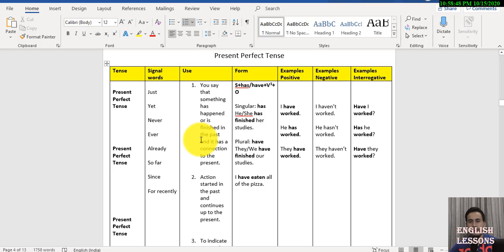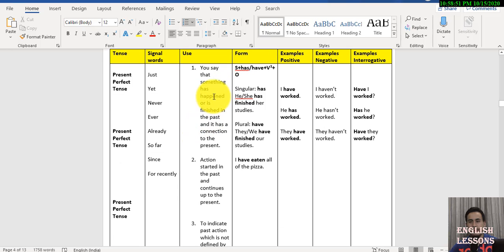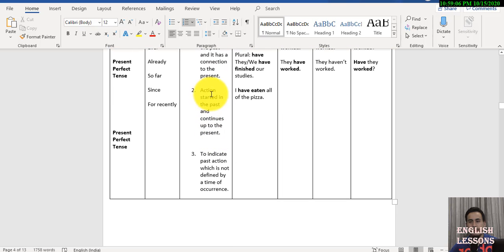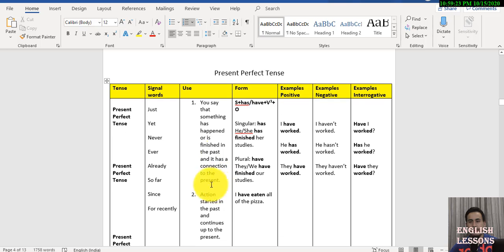The use of present perfect tense. You say that something has happened or is finished in the past and it has a connection to the present. This is point number 1. Point number 2, action started in the past and continues up to the present. Point 3, to indicate a past action which is not defined by a time of occurrence. Now let's look at the form.